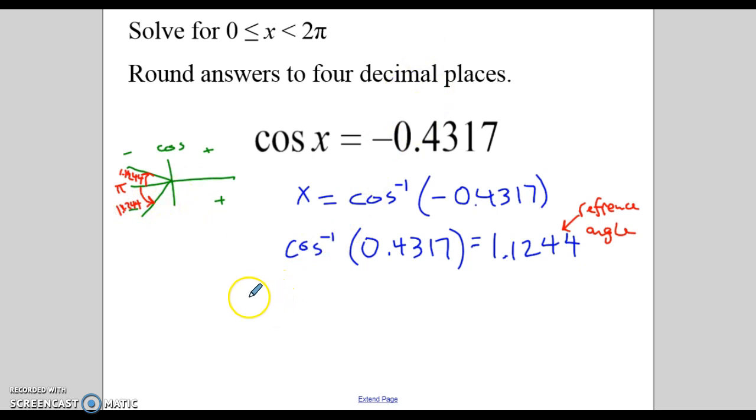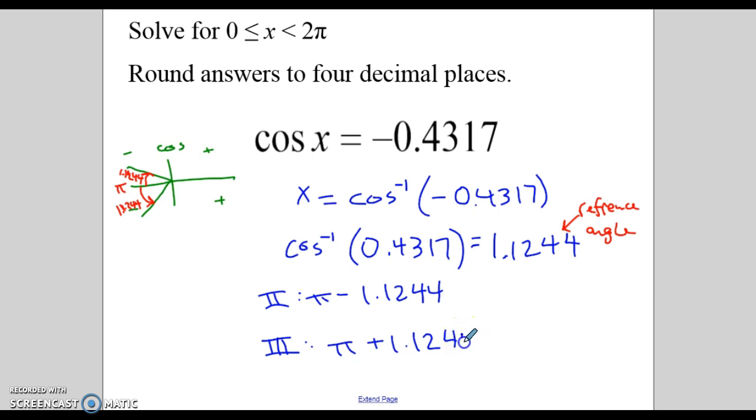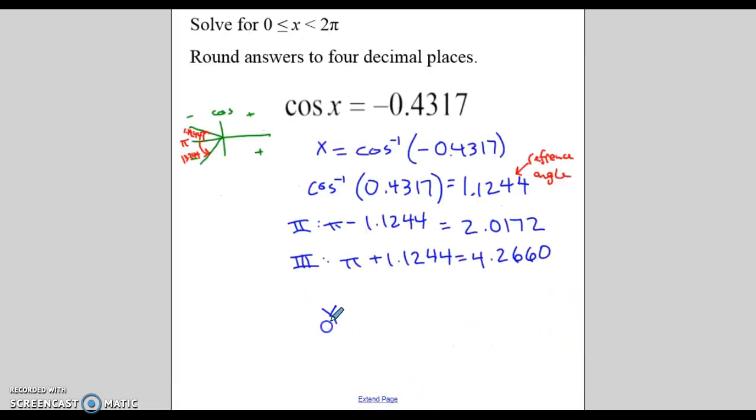The calculations that you do to get your quadrant 2 answer would be pi minus 1.1244, and to get your quadrant 3 answer, you would do pi plus 1.1244. You can use your calculator to get that this is 2.0172, and this answer is 4.2660. So our two solutions are that x equals 2.0172 or 4.2660.